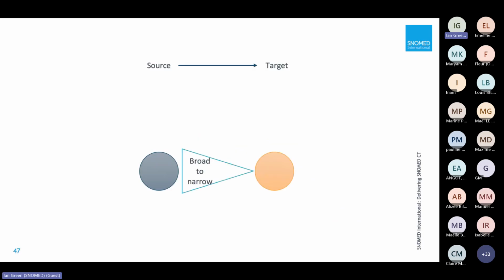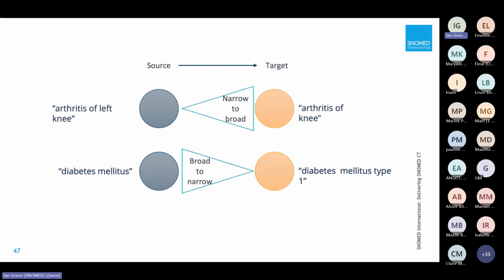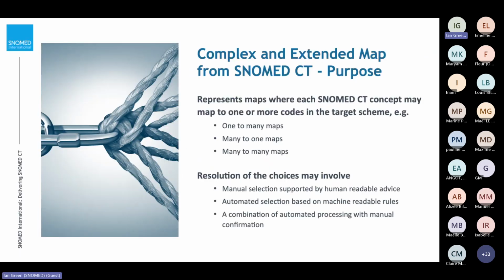So what happens when an exact match isn't possible? Well, I won't say in SNOMED, because in SNOMED we do have diabetes type 1, but in a terminology you have just diabetes. But that maps then to diabetes mellitus type 1. So you've got a broad to narrow map, a broad description down to a narrow focus. Equally, the other way around, arthritis of the knee is a broad concept mapping to arthritis of the left knee. Now, why am I pointing that out and why is it important?